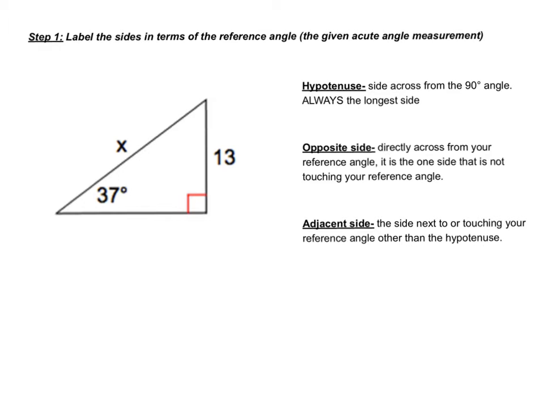The first step for any problem with trigonometry is you're going to label the sides in terms of the reference angle. And the reference angle is the given acute measurement in the problem. So in this case, the reference angle is 37. Now you're next going to always label the sides in this order.